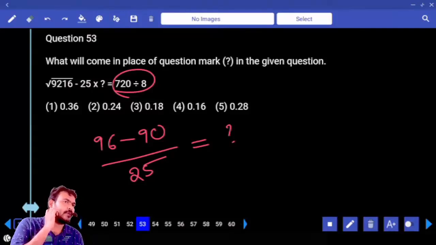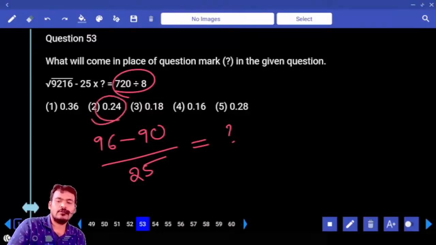25 means we write 100 by 4, or not? Then the numerator, we write 6 into 4 by 100. 24 by 100 means 0.24.